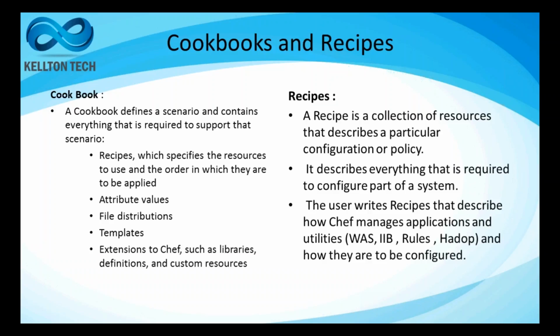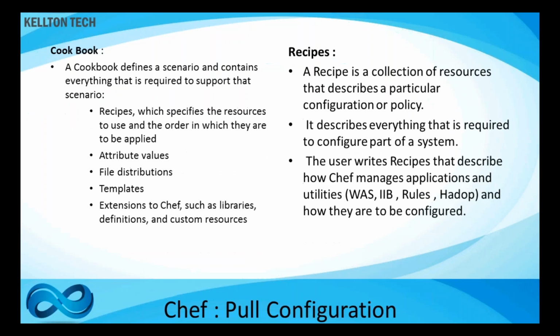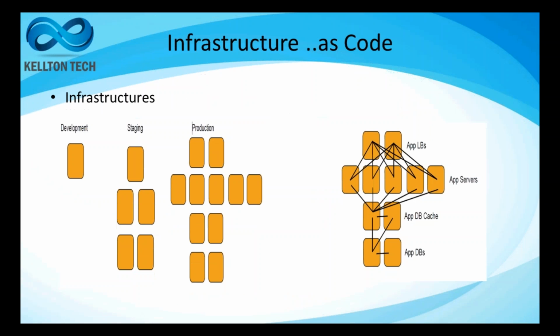A recipe is a collection of resources that describes the configuration of a policy. The user writes a recipe that describes how application utilities like WAS, IIB, rules engine, or Hadoop are to be configured. Actually, the Chef architecture follows a pull configuration, and nodes dynamically pull the configuration.